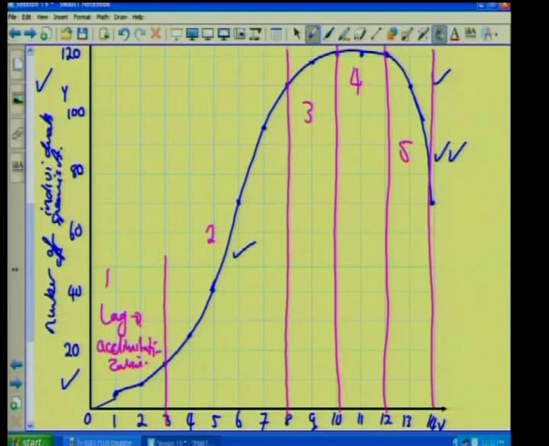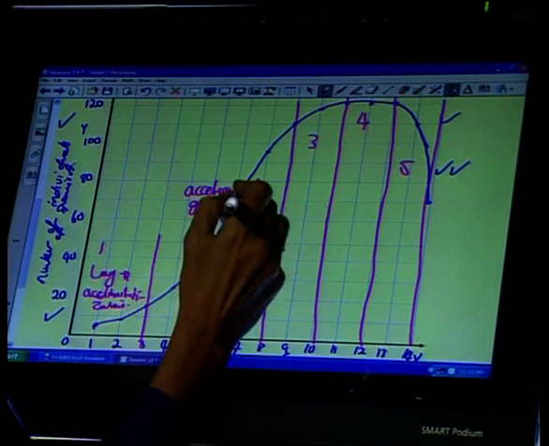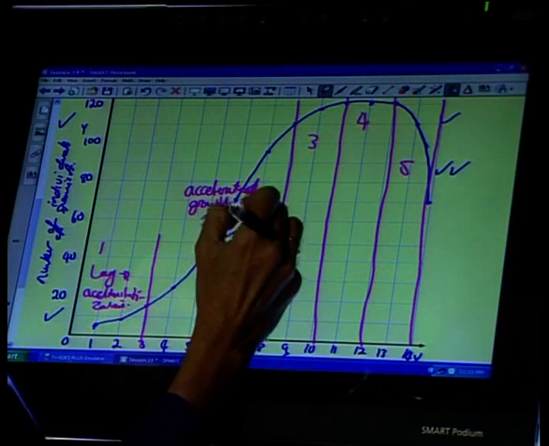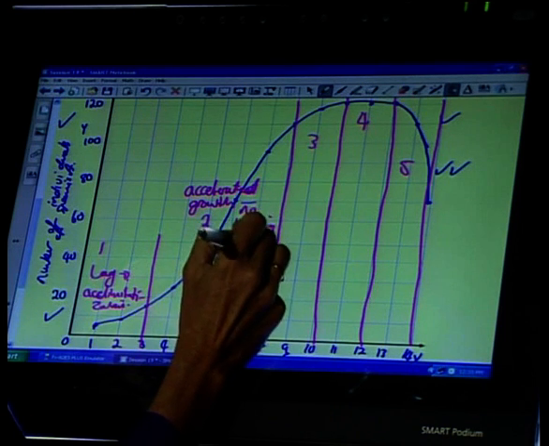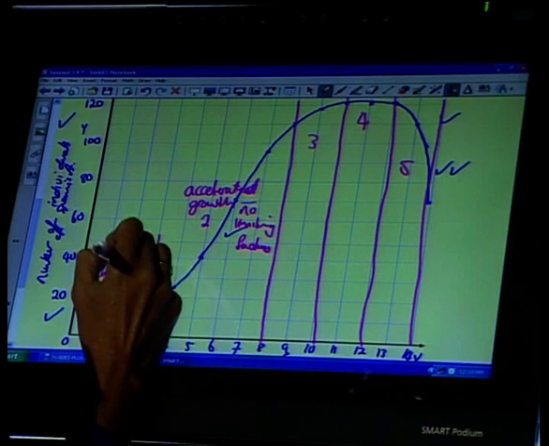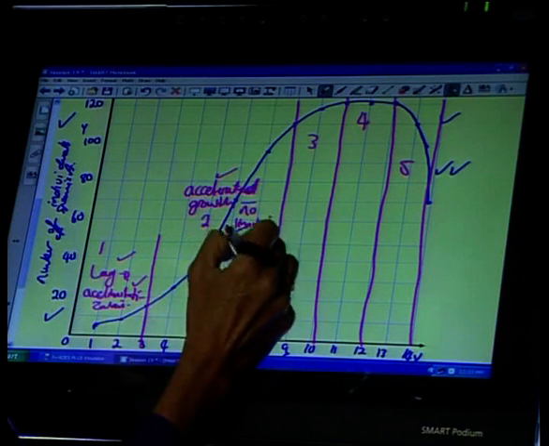When we look at phase 2, what do we have here? We have accelerated growth. Okay, there's your accelerated growth phase. All right, very little limiting factors, or pretty much we can almost say no limiting factors. Remember, it's for 10 marks, so that would be 1, 2, 3, 4.